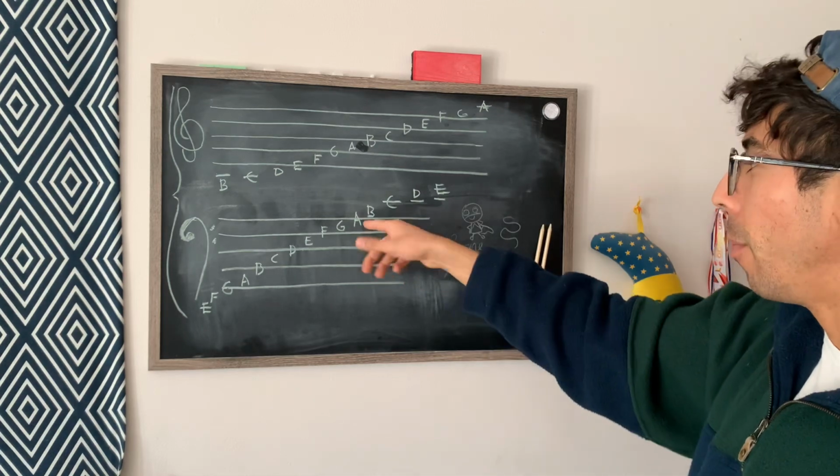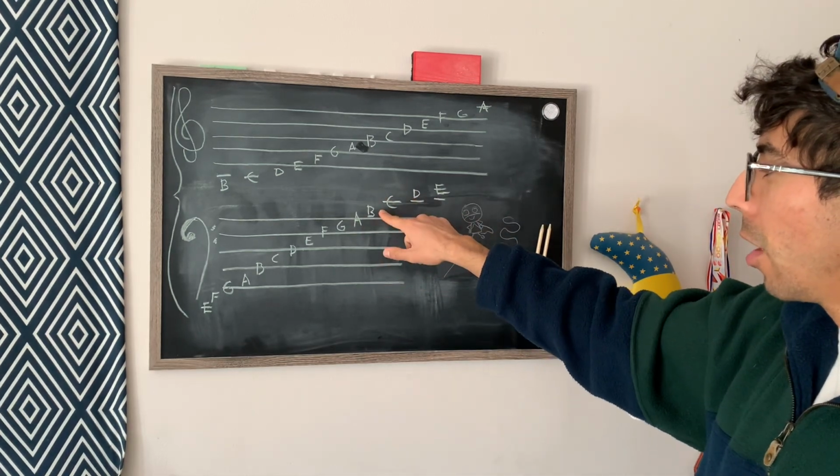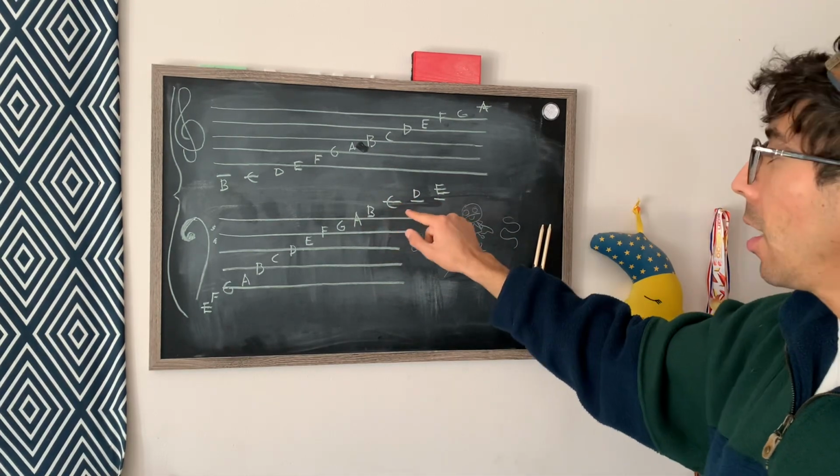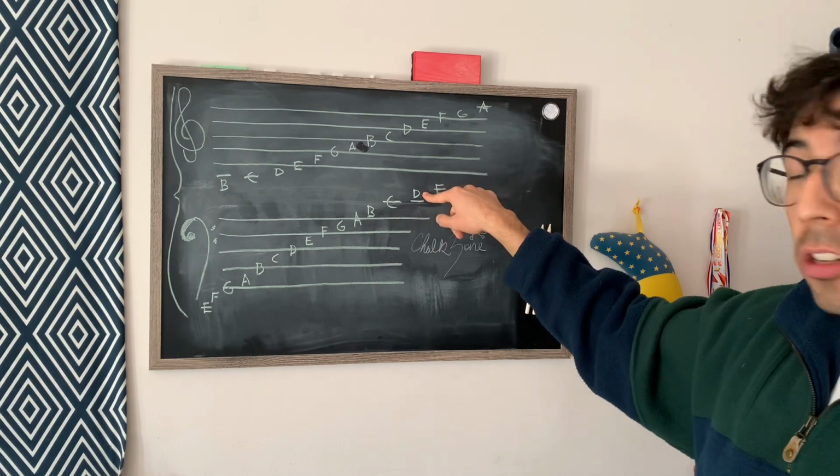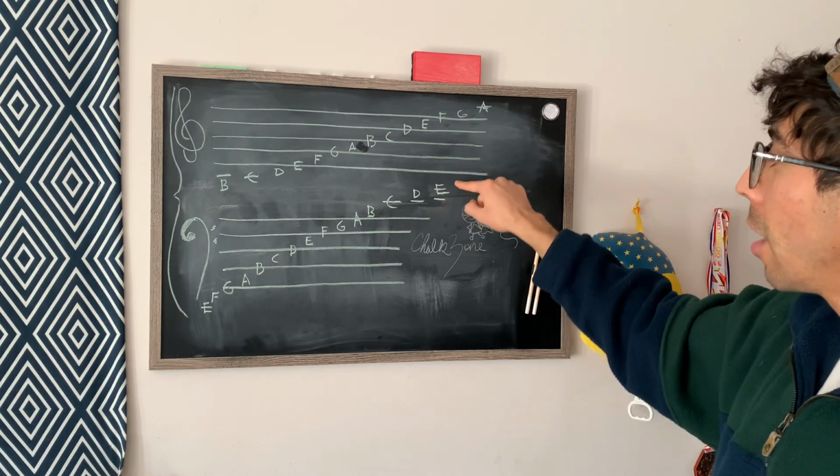So here on the bass clef, the same thing. So we go to B, ledger line C, and then the space above the ledger line, D, and then 2 ledger lines, E.